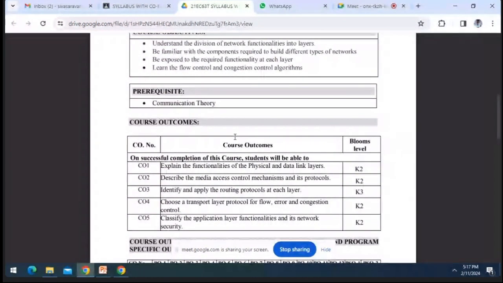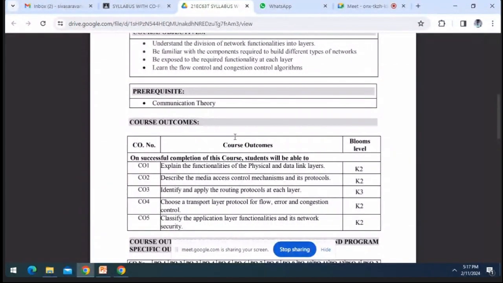The prerequisite of this course is that you already studied communication theory in the fourth semester. That is enough. There we learned about entropy, data, and signals. These are basic parameters we require. So, okay, fine.